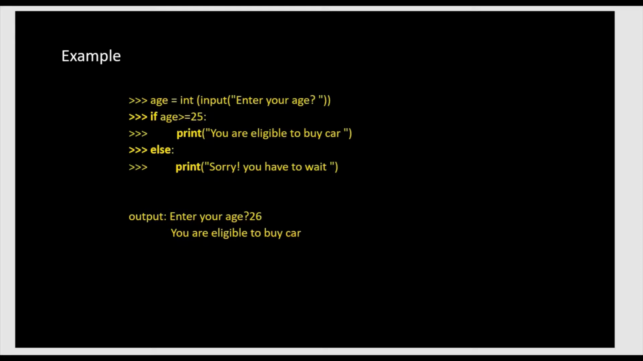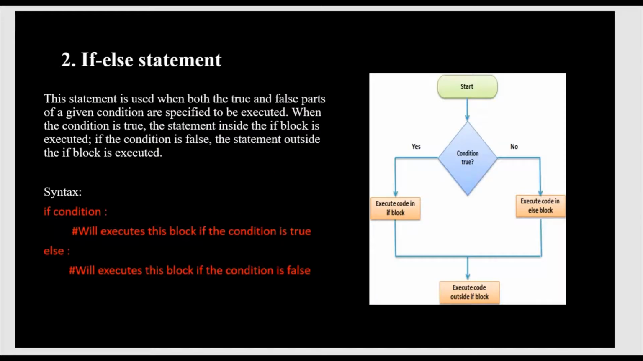Okay, and the next one is the if else statement. The statement is used when both the true and false parts are available. With the if statement, only the true statement can execute, but with the if else statement, we have both true and false. This is the syntax: if condition, one statement, else another statement. So this is the flowchart of the if else statement. When it starts, if the statement is true, it executes that block, and if the statement is false, it executes the other block, and finally we get an output.